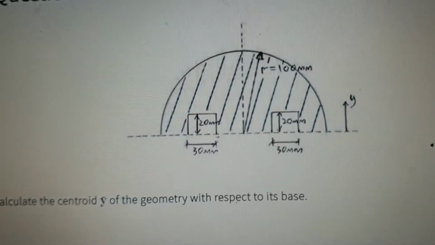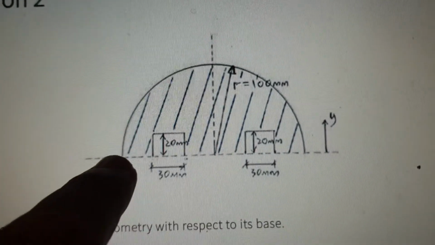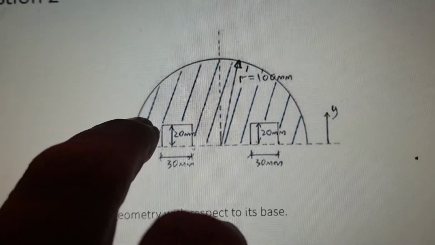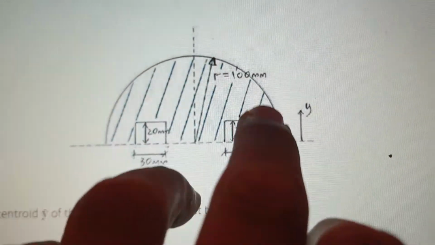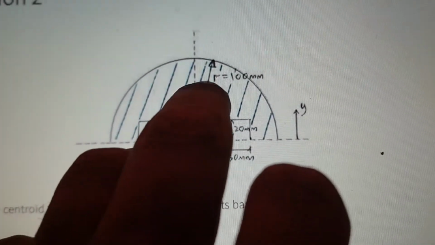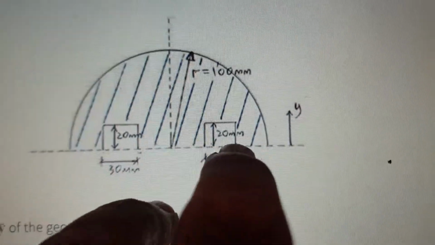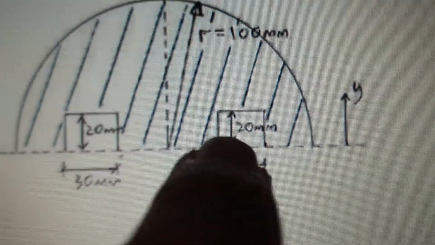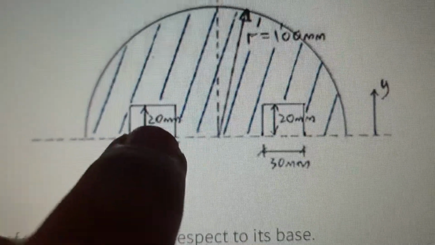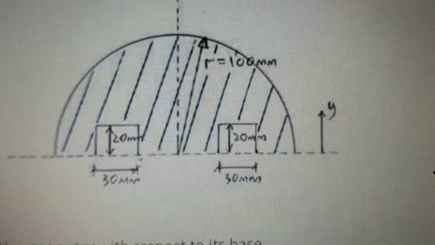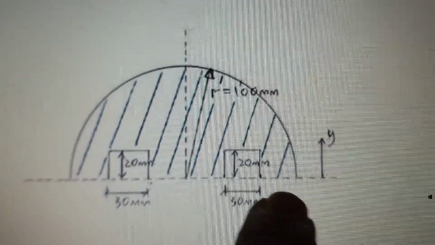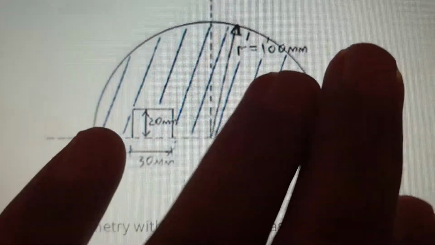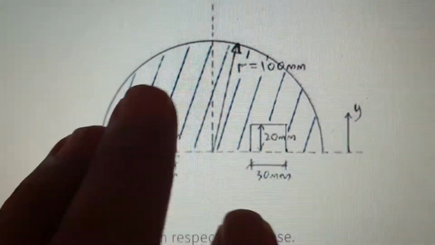Let's look at this question. It is like half a circle. The radius is 10 millimeter and there is a small door here, 20 millimeter by 30 millimeter. There's another door here, 20 millimeter by 30 millimeter. And of course, the y-axis is that way, and you can see that there is a symmetry.